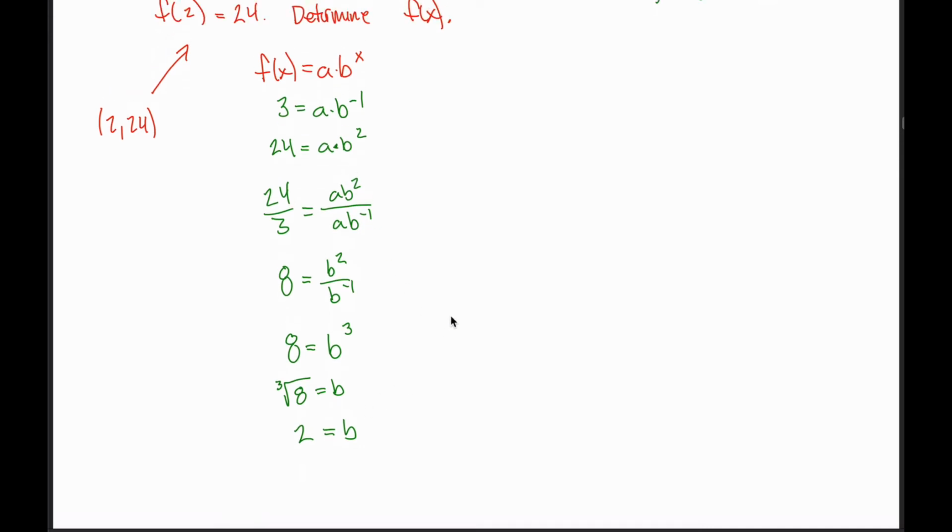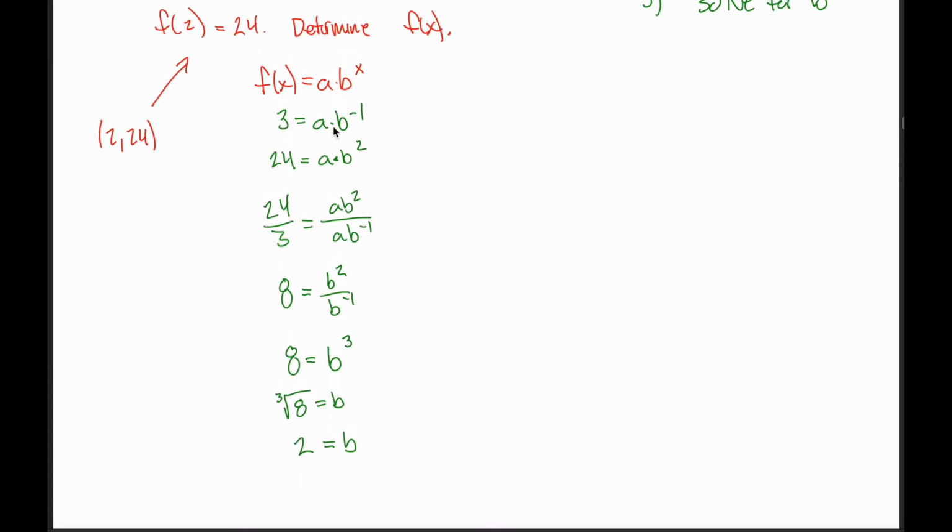Now that we have b, we can solve for a by going back to either of these two equations, it doesn't matter which one you choose, and plugging in the value for b. I'm going to choose this one because I like to avoid negative exponents whenever I can, but really you could choose either one. Step 4 is to plug back in to solve for a.